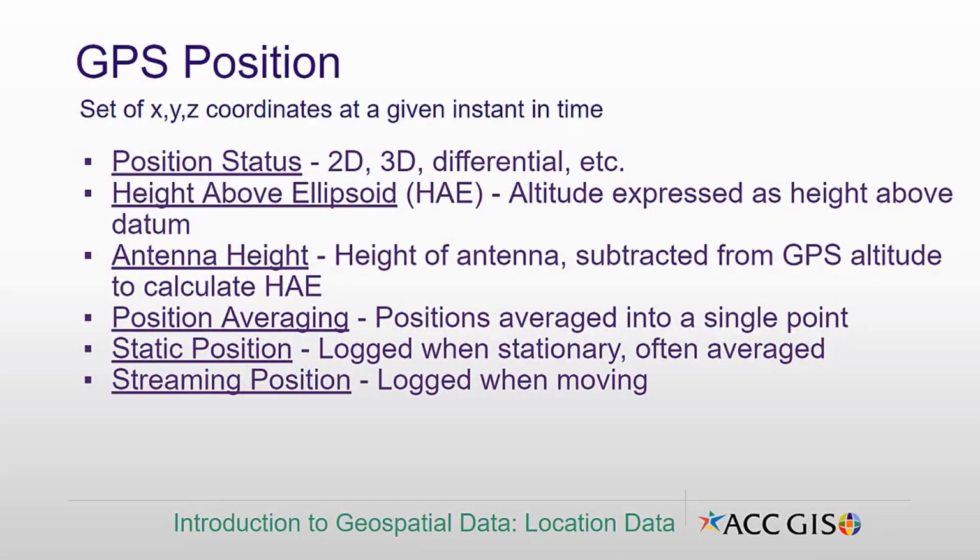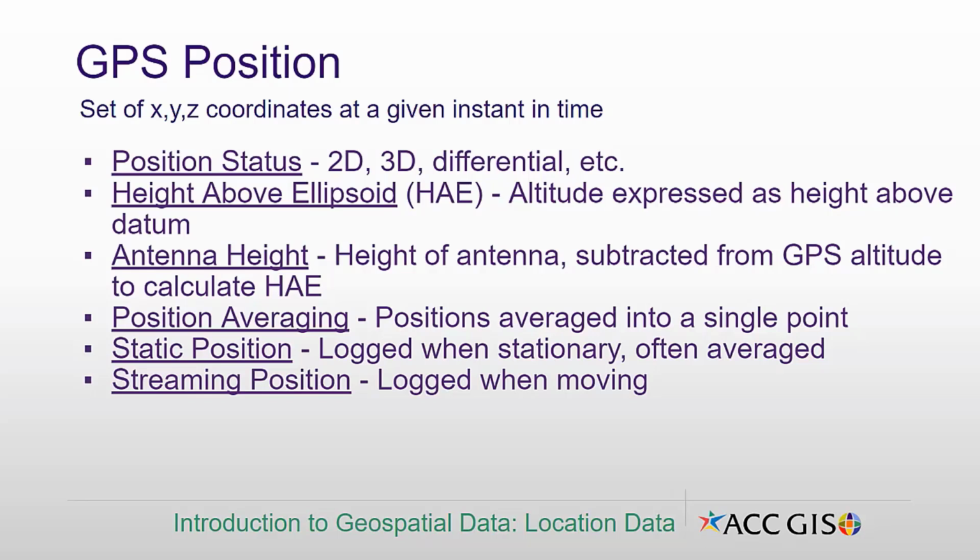A 3D GPS position is represented as a set of XYZ coordinates at a given instant in time. And there are a number of ways that we describe a GPS position, including position status, which is represented as 2D, 3D, or differential. 2D refers to two-dimensional GPS, and it's a horizontal position that is calculated by at least 3 satellites. A 3D position describes a vertical and horizontal position that's calculated utilizing 4 satellites. A differential position is something that we'll talk about in just a minute that describes a way to reduce the amount of error in your position.